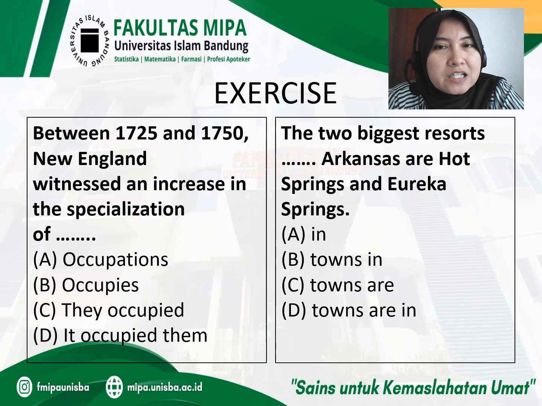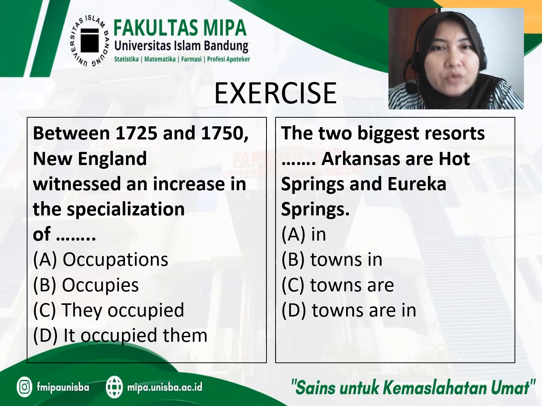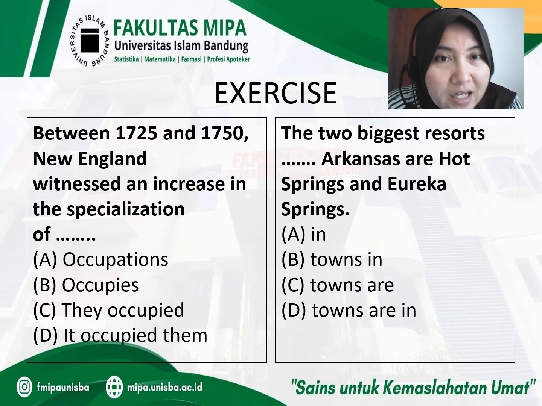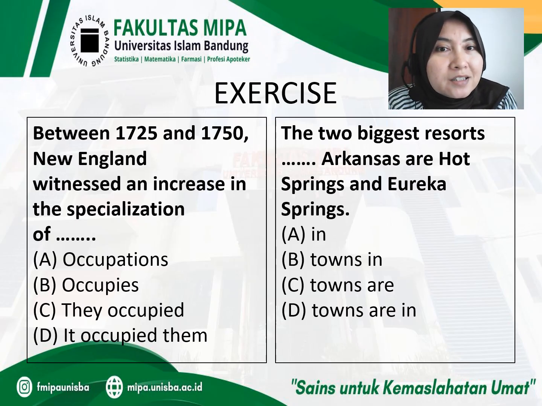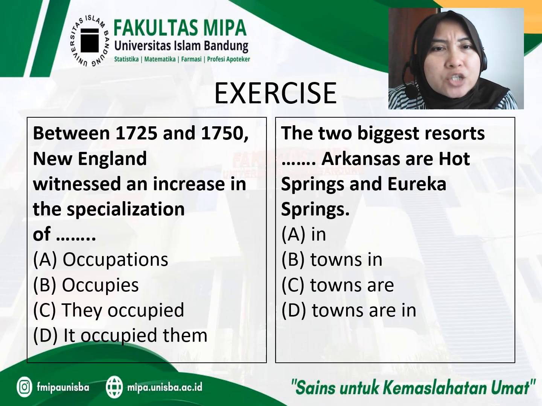"Between 1725 and 1750, New England witnessed an increase in specializations of." Look at the sentence again in the first question. Do you see any preposition in the question? Yes, the preposition here is "of." So after the preposition, we must place a noun or a noun phrase as an object of the preposition. Because it is the object of a preposition, we should put a noun.